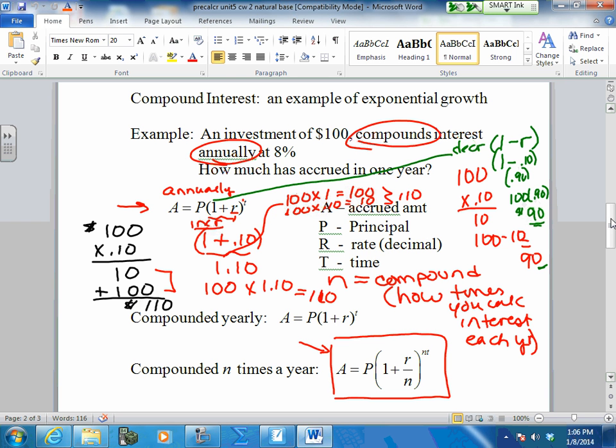Because this time, well, Grandpa said, I'm going to take 10% of your money this time. I'm just going to take 10% this year. So he's taken off 10%. So what's he going to leave you with? 90% of your money. 90% times 100 is 90.